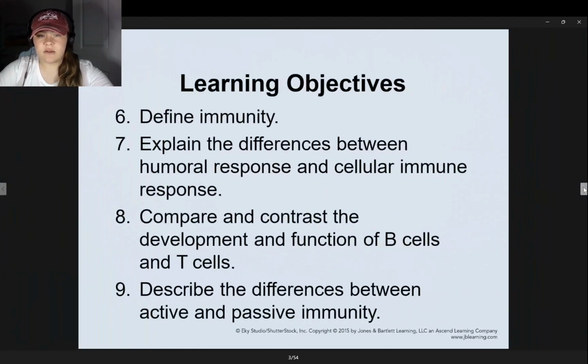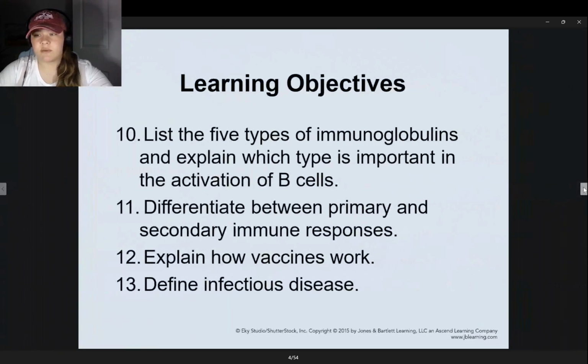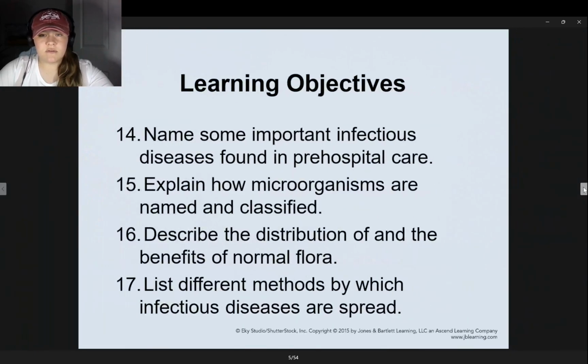Obviously, defining different things like immunity and differences between active and passive immunity. Obviously, infectious diseases. I mean, this is actually kind of relevant from the whole pandemic from 2020 to 2022, and now we're getting into monkeypox.